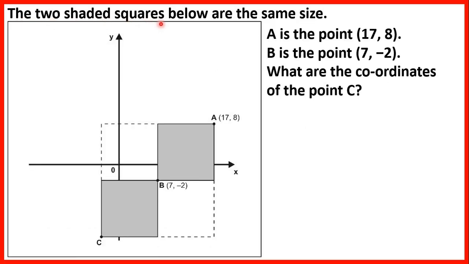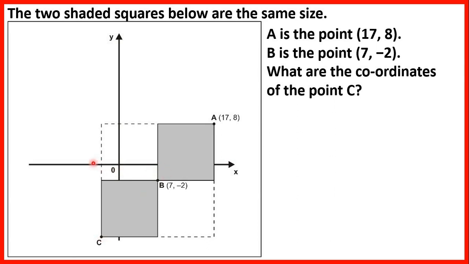The two shaded squares below are the same size. A is the point (17, 8). B is the point (7, -2). What are the coordinates of the point C? So we need to find the coordinates of this point here.